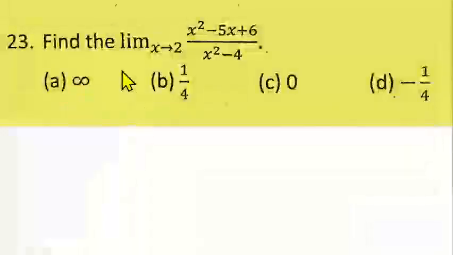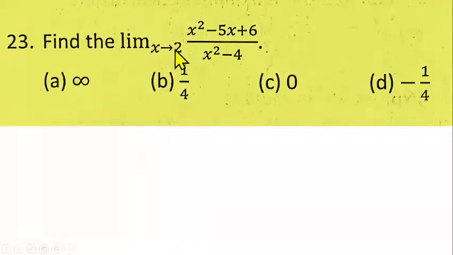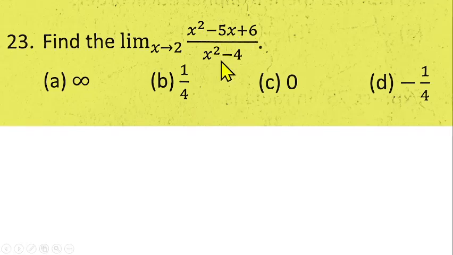Question number 23. This is from the limit of a function. You have to find the limit of this function as x tends to 2 of x squared minus 5x plus 6 over x squared minus 4. If you put this 2 into this function straight away, you have 4 minus 10 plus 6, which gives us 0 over 0. So you can't say the answer here is 0. So the answer is not 0.